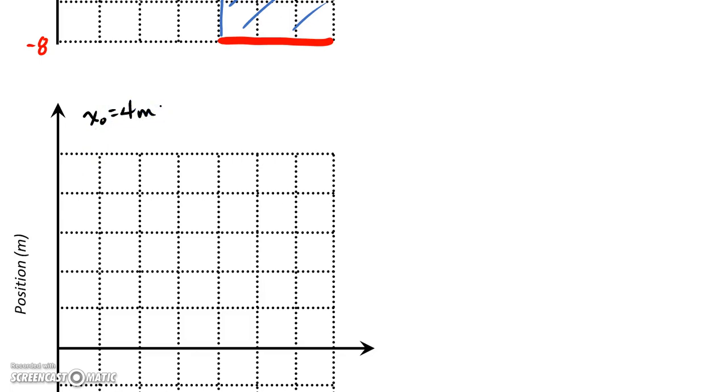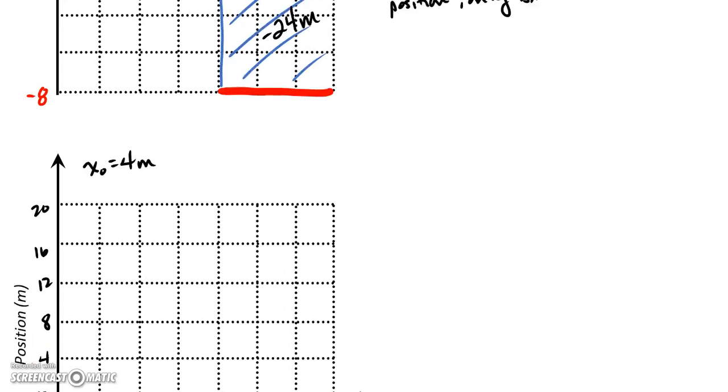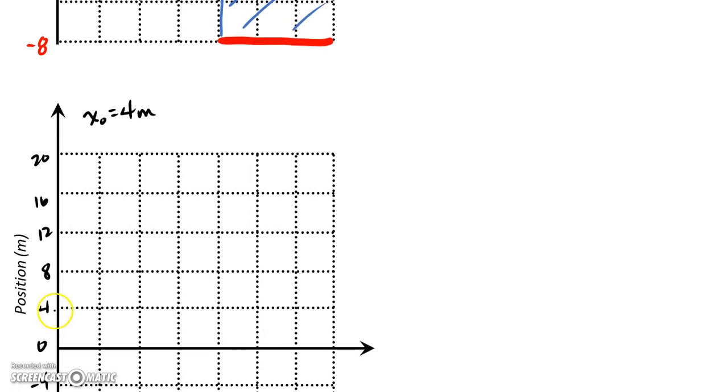Let's just go by 4s. So 4, 8, 12, 16, 20, and then that's 0. And that means that down here is -4, -8. So I started at 4, so I'm going to put a big old dot right here. Giant dot right there. And let's change our color. I like different colors. Colors are fun. Yay, red. Okay, let's go with that.